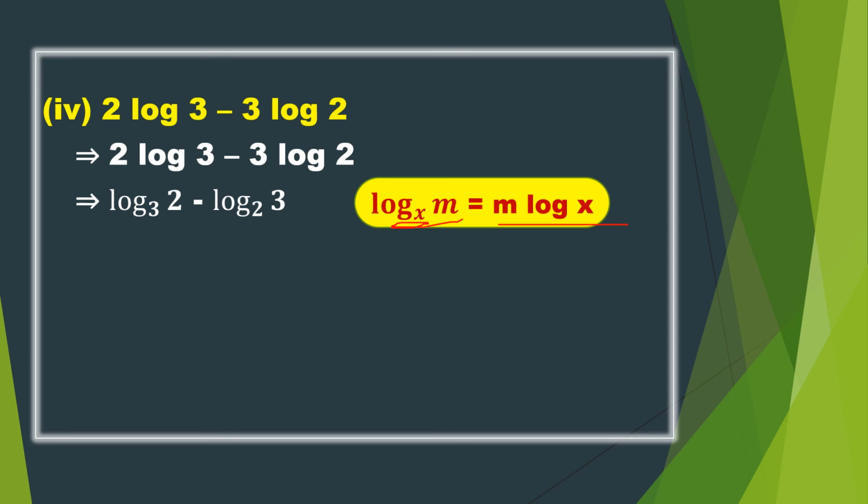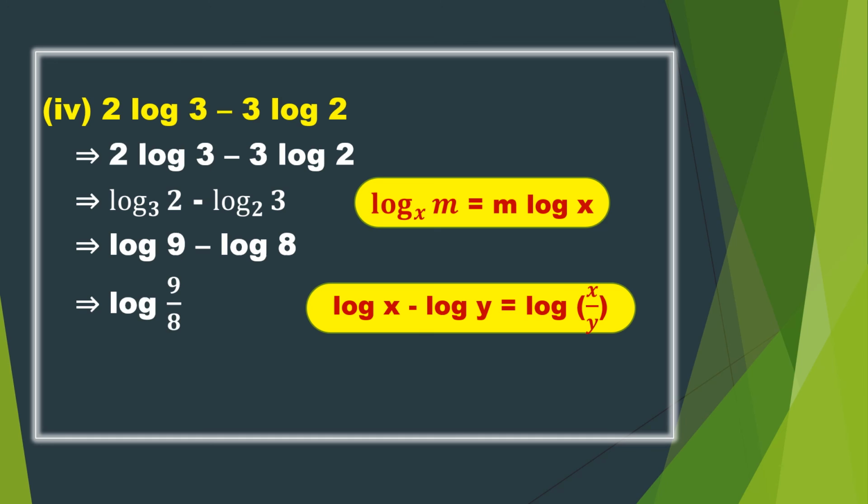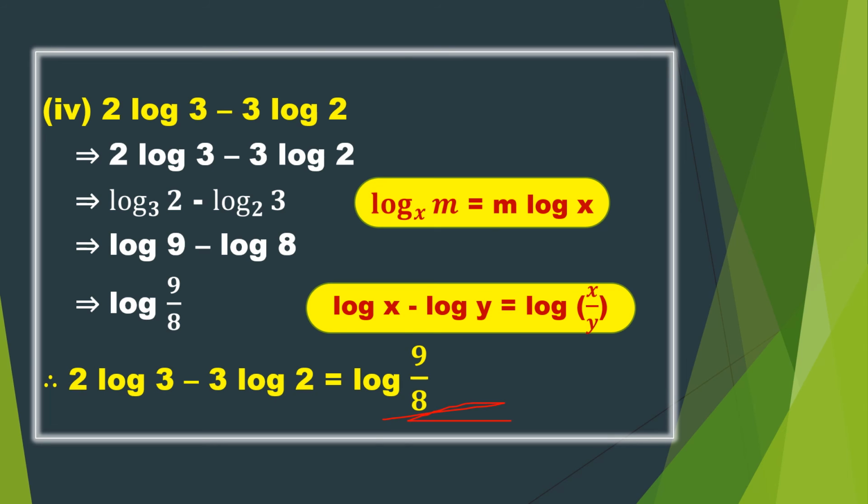So now 3 square is 9, minus log 8. Now you've got log x minus log y, so you can write log x by y. So 9 by 8. Log 9 by 8 has no value, so we'll put it like that only. So 2 log 3 minus 3 log 2 equals log 9 by 8.